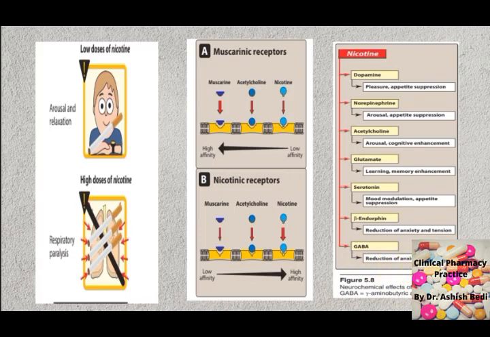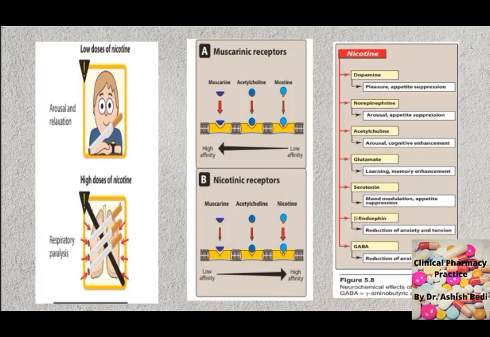Okay, now remember that nicotine works according to the dose. It works according to the dose, and it does have a dual action. We can understand this by a simple concept: low doses will cause arousal and relaxation, but high doses will cause respiratory paralysis. Nicotine has the dual action. Just keep in mind, it acts and works according to the dose.